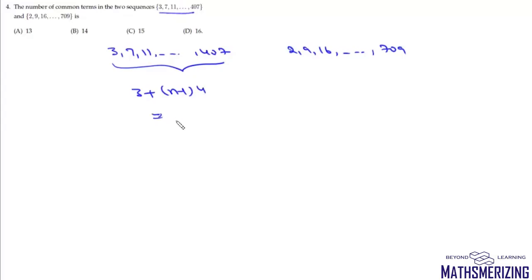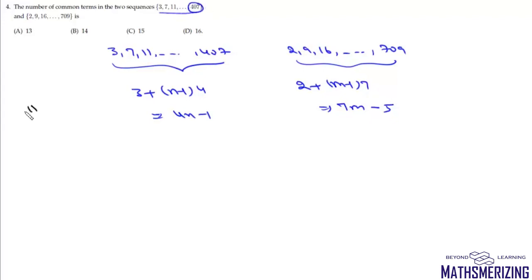So it'll be 4n minus 1, and for this one it'll be 2 plus m minus 1 times the common difference, which is 7. So it'll be simply 7m minus 5. Now we'll find the total number of terms in this sequence.